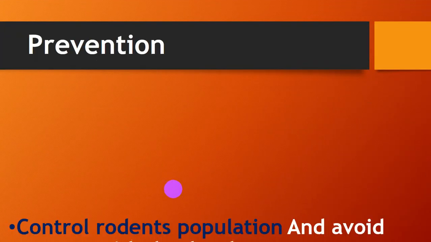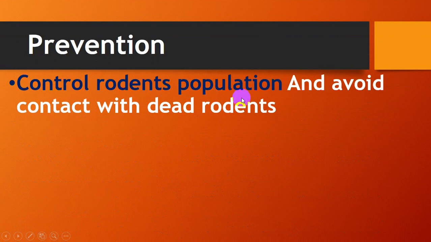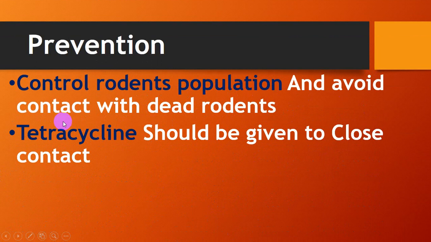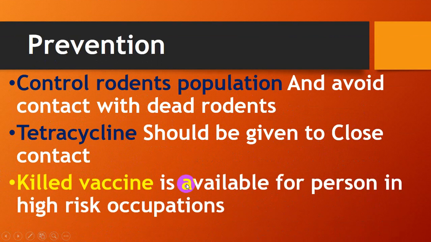Next is prevention. Control the rodent population and avoid contact with dead rodents. You can prevent it this way, and you can also give tetracycline to the people who are in close contact with these rodents. Also, a killed vaccine is available for people in high-risk occupations. We can give the killed vaccine. Also vaccinate the pets to prevent this infection from spreading to humans.